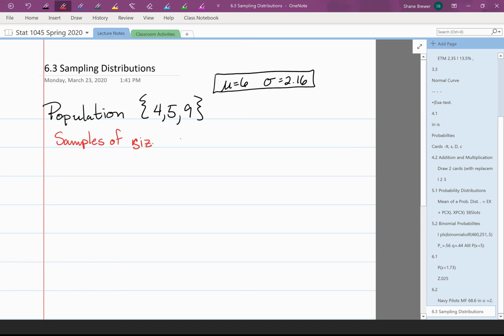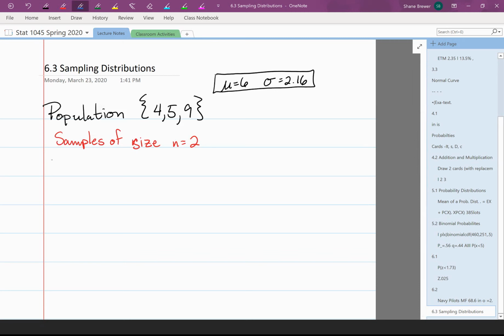Size n equals 2 from this population of size 3. So again, we're really simplifying this. Normally our population has thousands and thousands of members in it, and we're taking bigger samples, say size 100. But there's no way we're going to be able to do that by hand, so we're shrinking things down. All right? So let's take a sample of size 2.